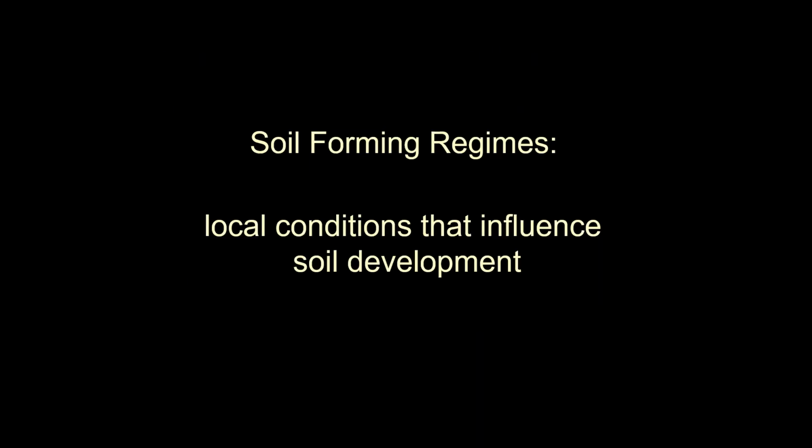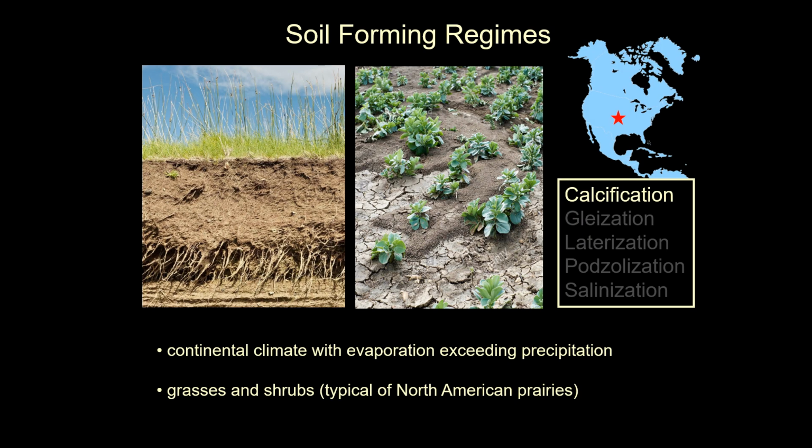Let's take a look at some soil forming regimes, some environments, what we might refer to as local conditions that influence soil development. I want to walk you through just 5 of these. One is a characteristic of where I'm making this video, Oklahoma: the calcification soil forming regime. We typically find that in continental climates, as I say on the slide, with evaporation exceeding precipitation, with soils that have some clay content to them. This is where you would typically see grasses and shrubs that we would associate with the North American prairies. So some evaporation takes place, really a soil that is probably ideal for growing tall grass, like the tall grass prairie. So, calcification soil forming regime.